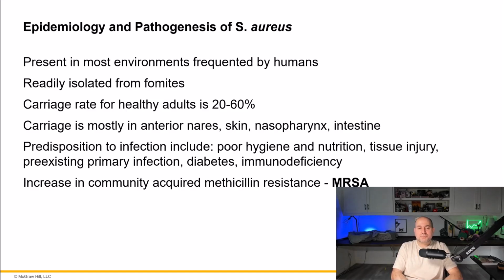And if you're predisposed to the disease, this is usually due to poor hygiene, poor nutrition, tissue injury, so you have a cut or something, a pre-existing primary infection, diabetes, or immunodeficiency. All of these can increase your chances of getting a staph infection.